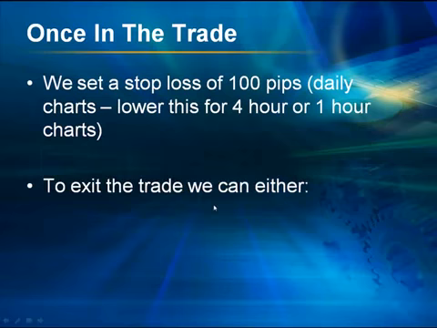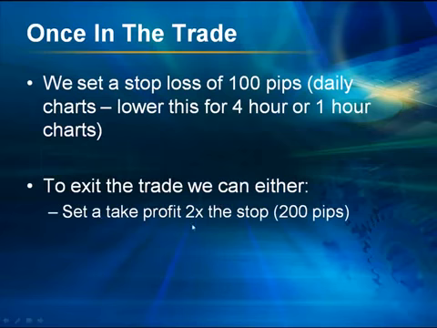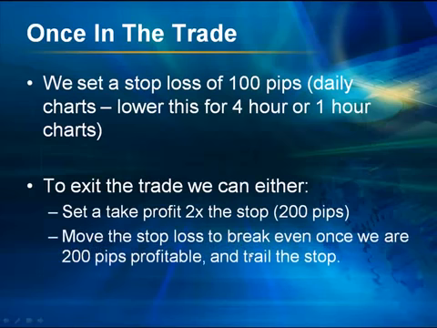To exit the trade, we can either set a take profit at 2 times the stop. So if we're using a 100 pip stop, we would set a 200 pip take profit, or we can move the stop loss to the break-even point once the trade is 200 pips profitable, and then trail the stop at 200 pips. So that's an alternative exit strategy. In the examples, I'm going to use the 2 times rule. This is the simplest rule, especially when you're first getting started.